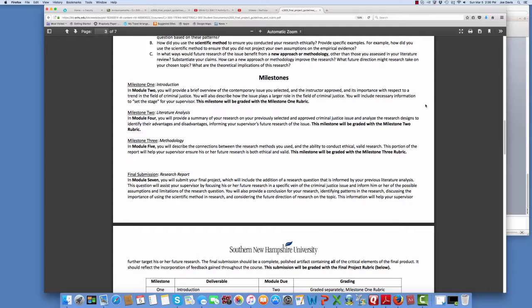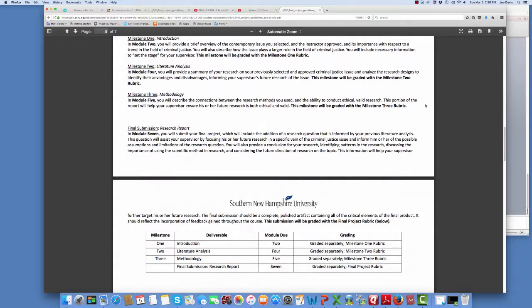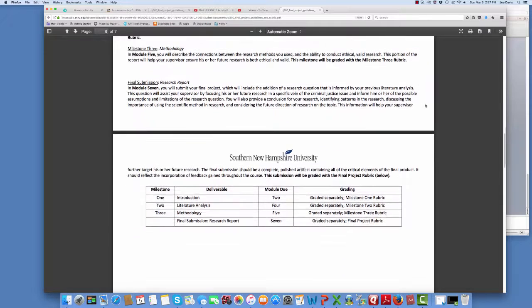Milestone 2 is due in week 4, and that's the literature analysis, where you're going to do your review of literature, basically. And then finally, methodology, where you're going to compare or examine, analyze the methodology others have employed. That's why you need to have scholarly peer-reviewed articles and not popular ones. Need to be journal articles. And then finally, you're going to write your paper.